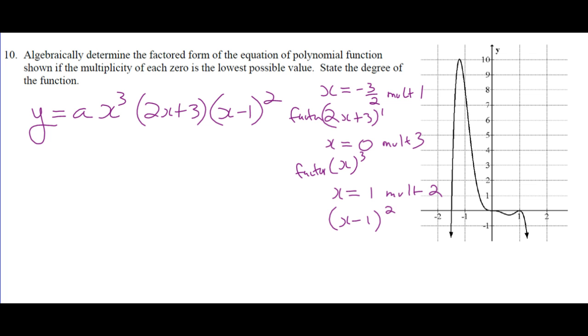So I know it opens down. I know that a has to be negative. Now, is there any point on there I can use to help me find the value for a? So is it passing through any point whose coordinates we can very easily see? Like this point here.